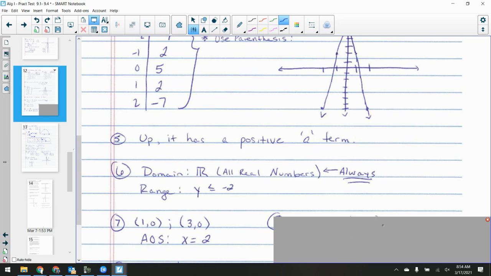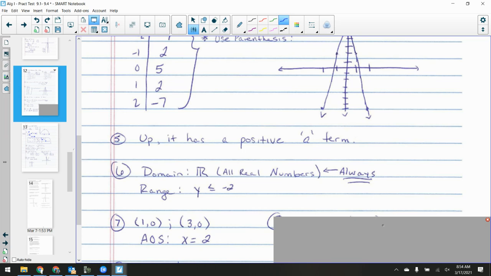Things to take into account: whenever you write your zeros, it should be the number, comma, 0, a full coordinate. Whenever you write the axis of symmetry, it should be x equals. So, I'd like everybody to look down at your answer for number 7. Did you write x equals? Because if you did not write x equals, I would have to take off a point. The same thing is true for number 8.